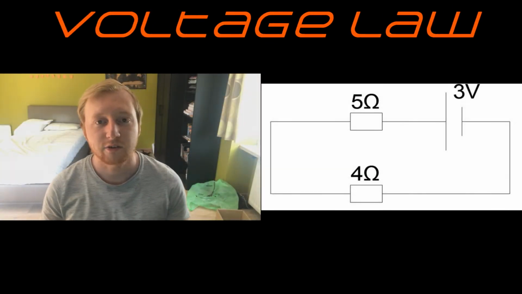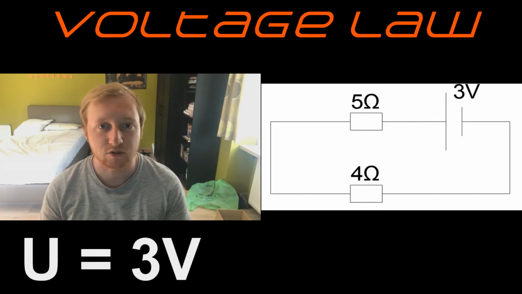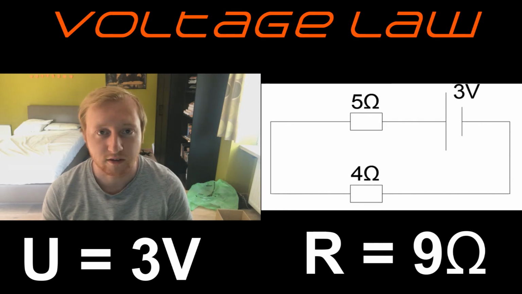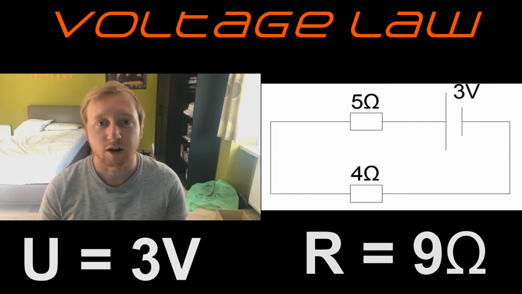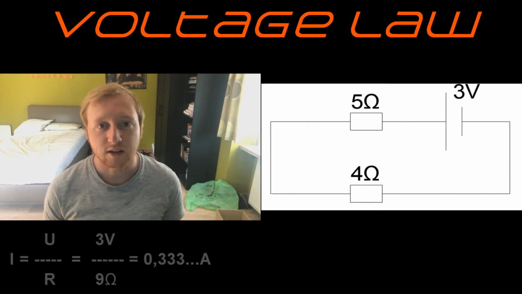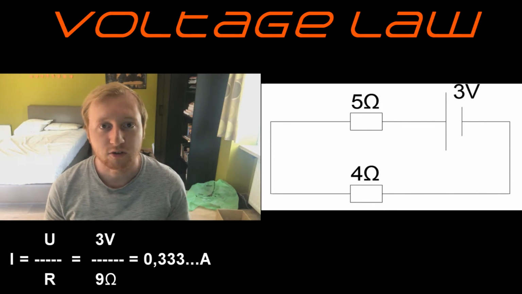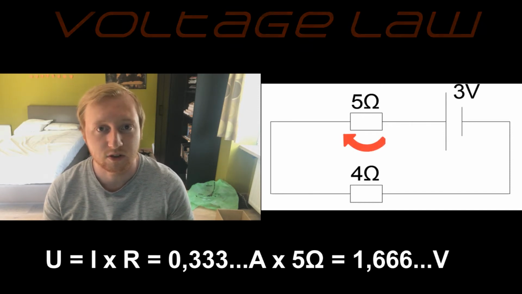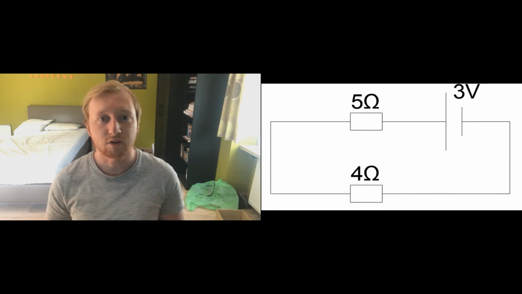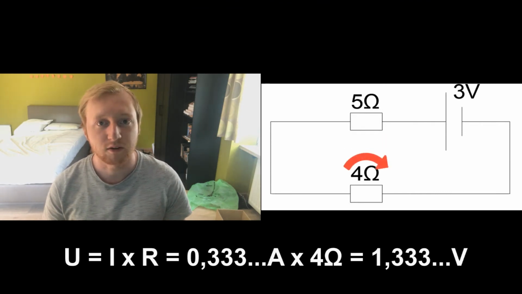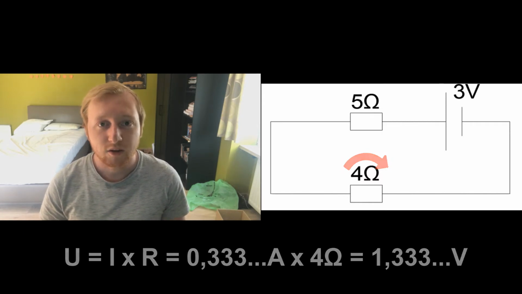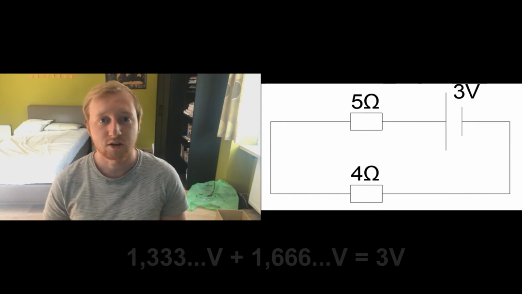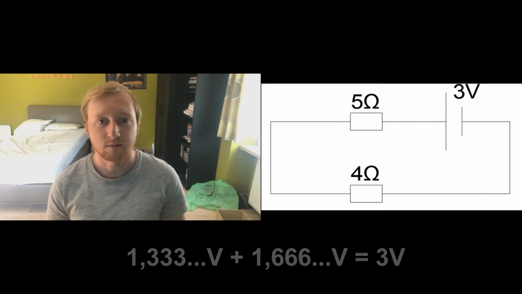So let's take this circuit as an example. We have a voltage source of 3 volts and a total resistance of 9 ohms in this circuit. The 9 ohms is split up in 4 and 5 ohms. The total current in the circuit has to be 0.33 amps, and the voltage across the 5 ohms resistor has to be 1.666 and so on volts, while the voltage across the 4 ohms resistor has to be 1.33 volts. So if we add up those voltages, we become 3 volts, which is again the voltage source. So this is the voltage law.